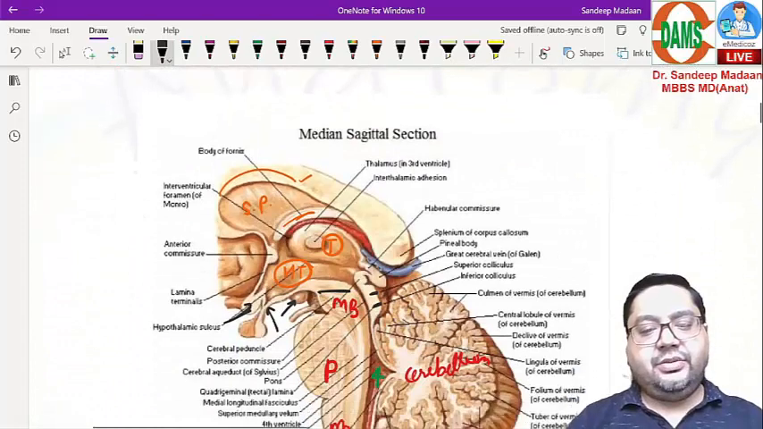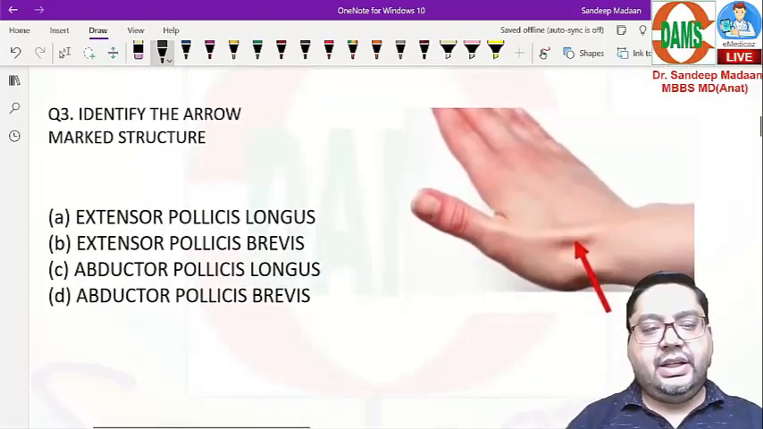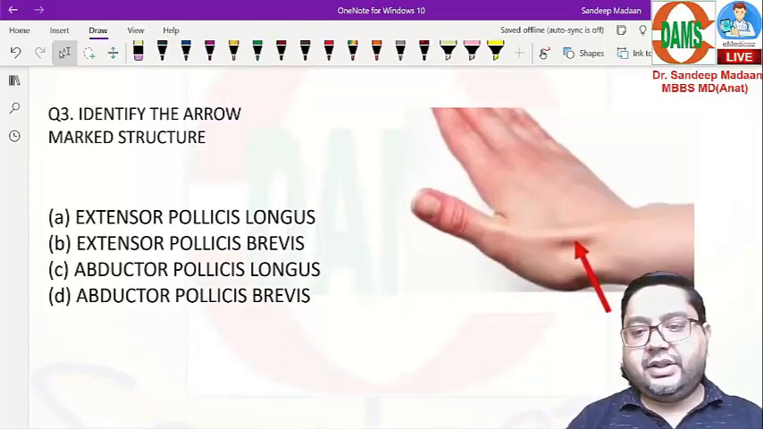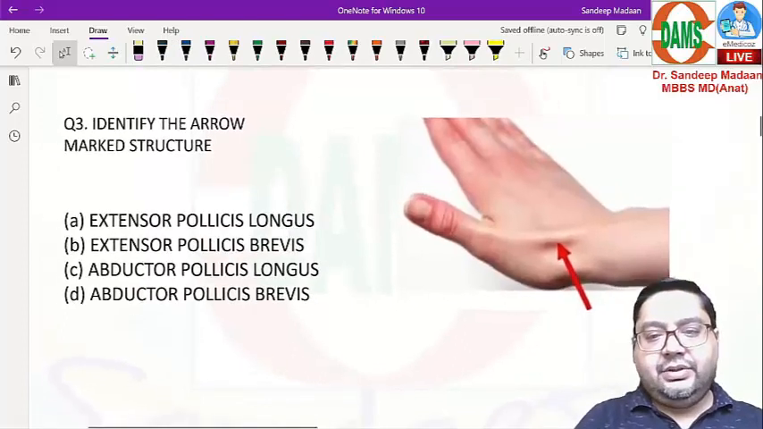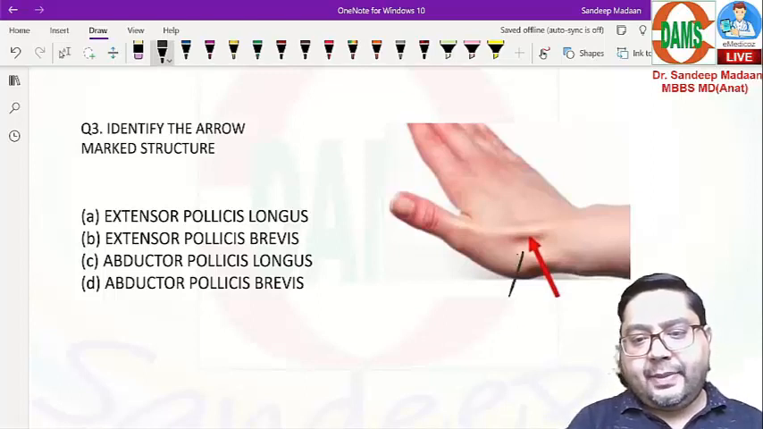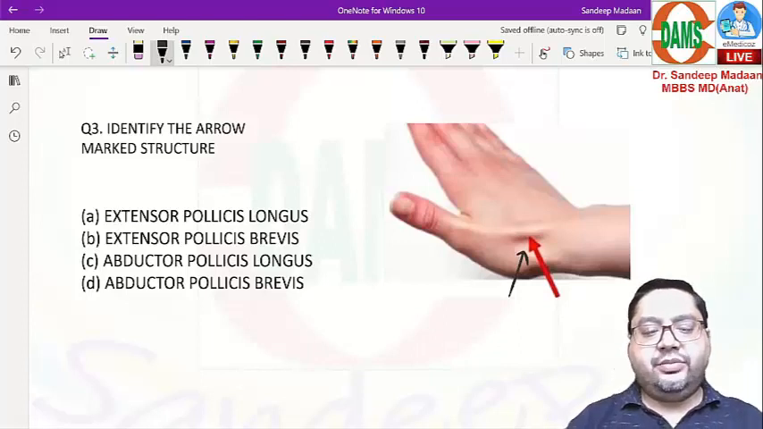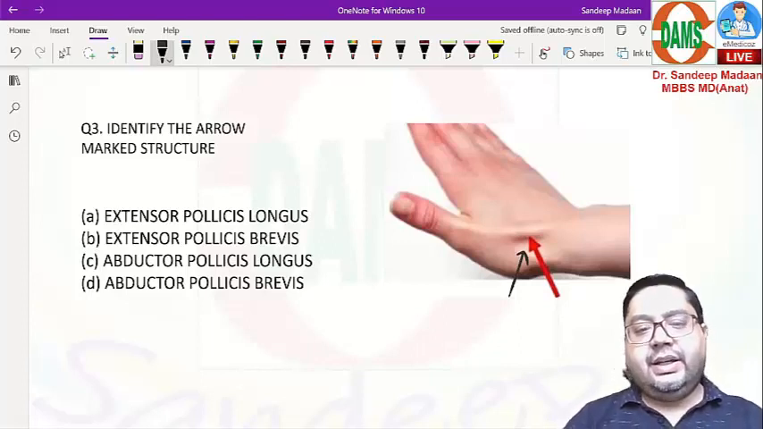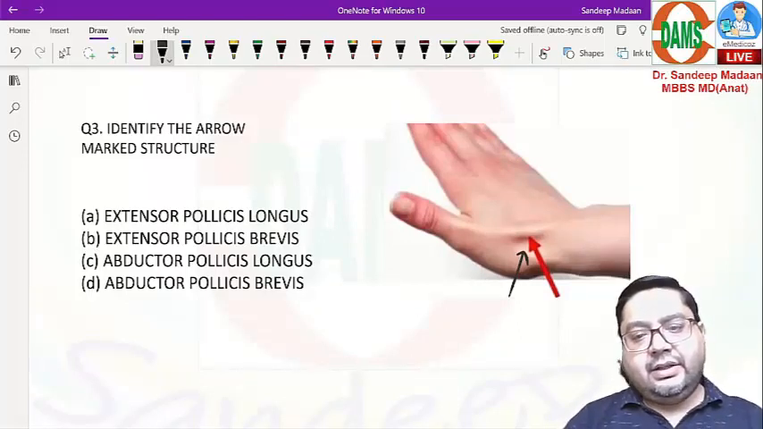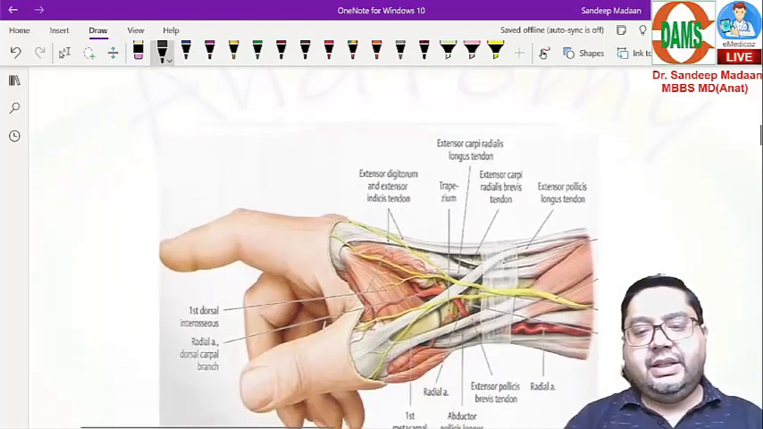Next question, let us move on. We come to this question now. Identify the arrow marked structure. Now this part here is called the anatomical snuff box, as we are all aware, and this anatomical snuff box is actually bounded by these tendons.